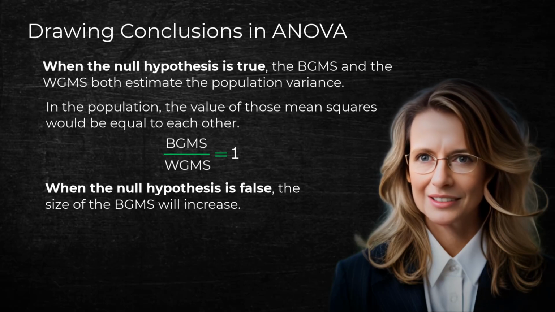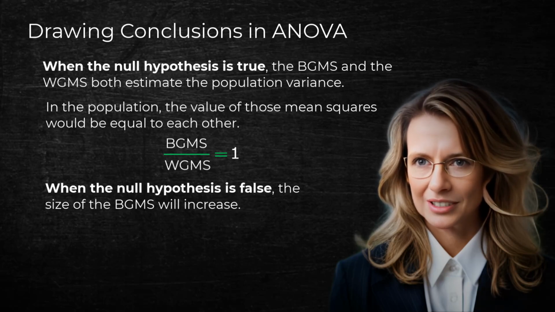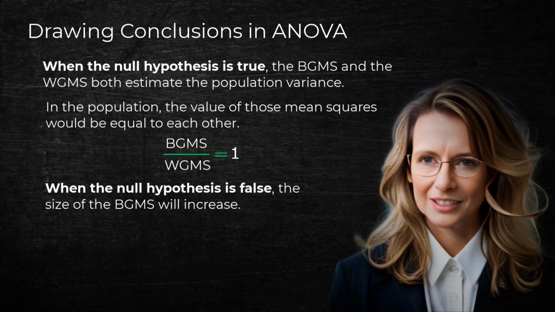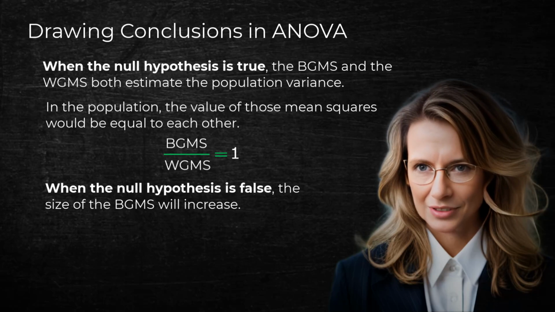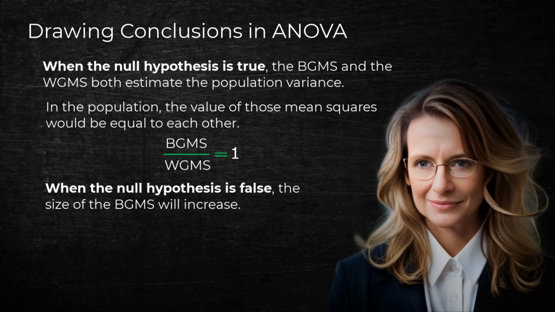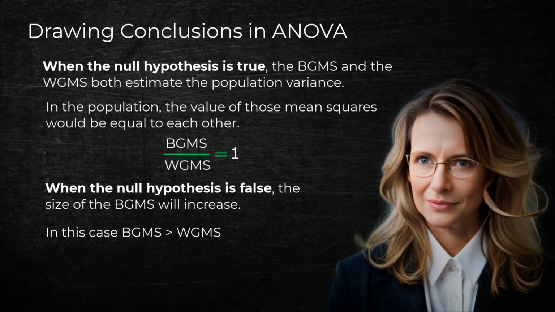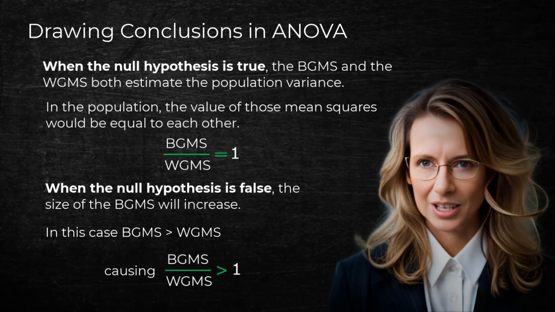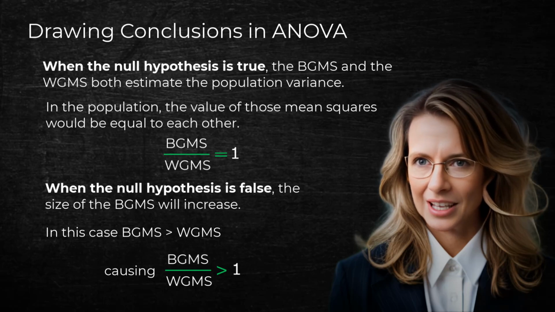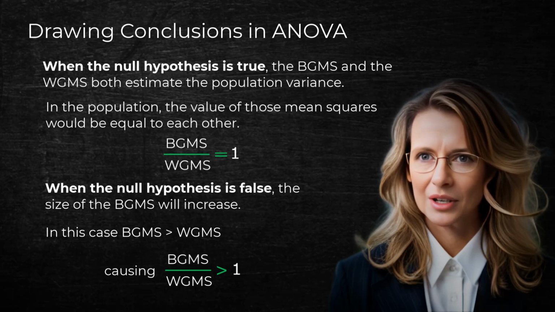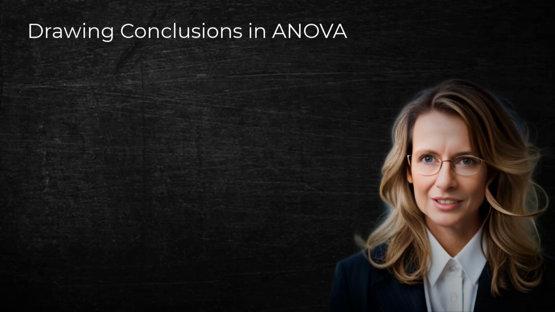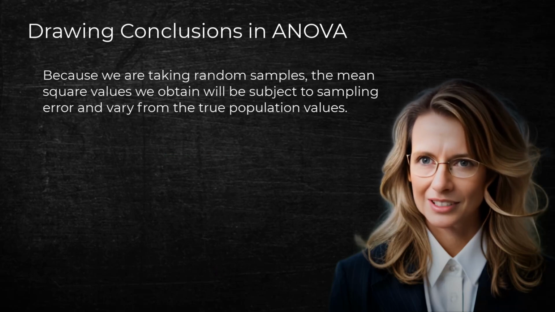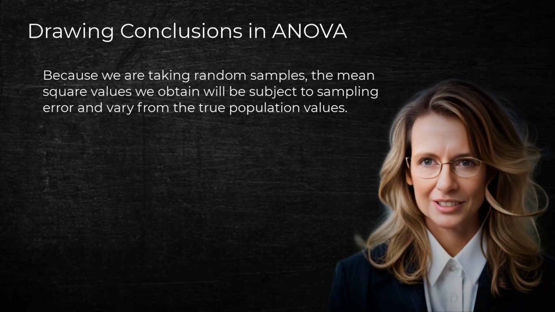When the null hypothesis is false, however, and the group means vary from one another, the size of the between groups mean square will increase due to the presence of the additional variance due to the variance of the means. In this case, the between groups mean square will be larger than the within groups mean square, causing their ratio to be greater than 1. However, as usual, we are dealing with random samples drawn from the population, so the values we obtain for the mean squares will be subject to sampling error and will vary from the true unknown population values.